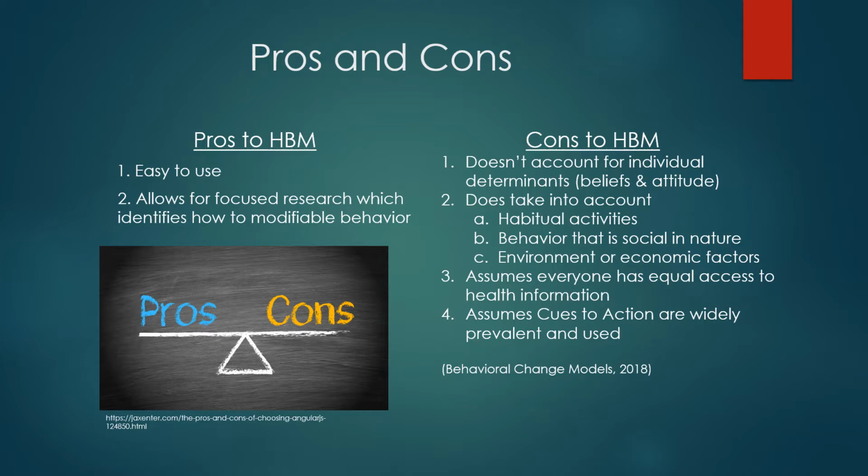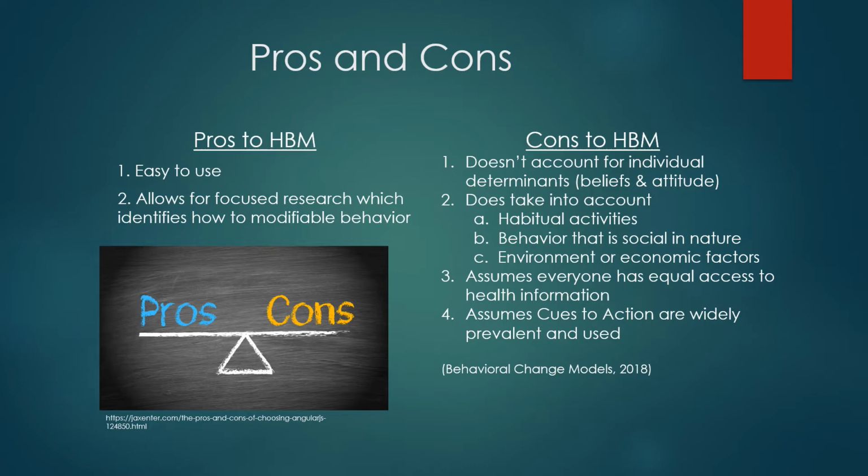So there's always pros and cons to every theory in relation to psychology. This specific theory, or model as they call it, has several pros, but more cons, unfortunately. The pros that have been established are that it's very easy to use. It's very generalized, and any individual, whether you have a psychology background or not, can use it and apply it to communities and to cities in order to identify where associations exist. It also allows for focused research, which helps to identify specific modifiable behaviors within a population.